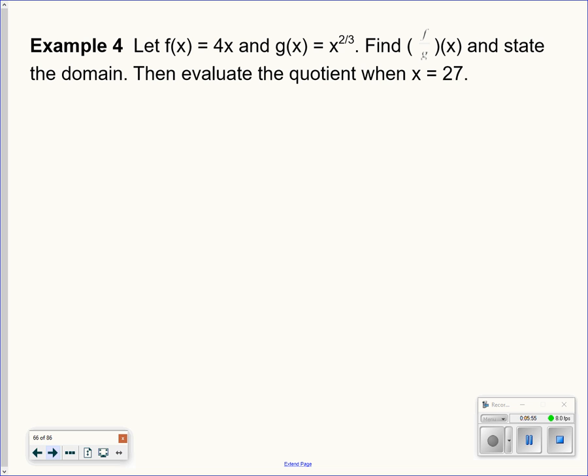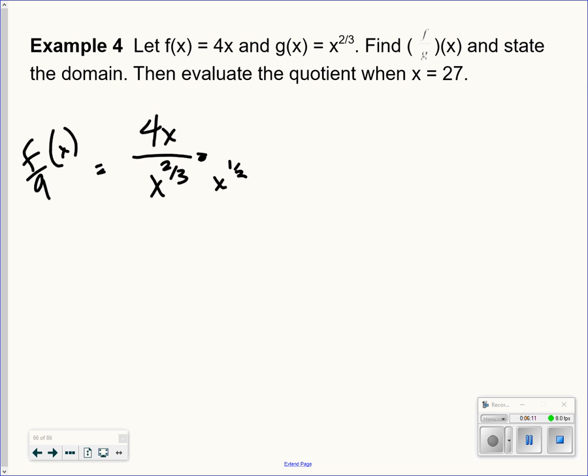F divided by g. So I want to take 4x and divide that by x to the 2/3. Now, F divided by g. You're not allowed to have a fraction exponent in the denominator. So I'm going to multiply by x to the 1/3. So that makes x in the denominator.